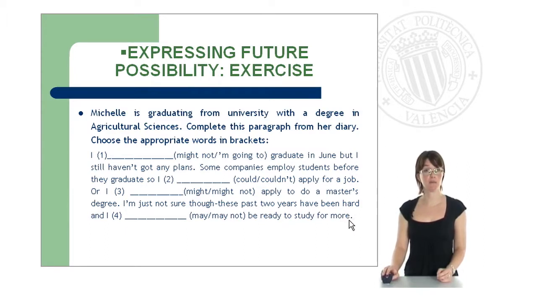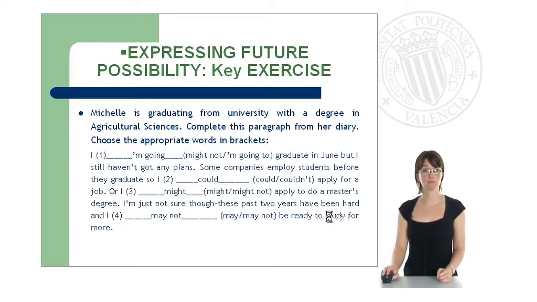And here you have the key. I'm going to graduate in June, because this is, you are sure, this is like a plan. Number 2, I could apply for a job. Number 3, I might apply to do a master's degree. And number 4, I may not be ready to study for more.